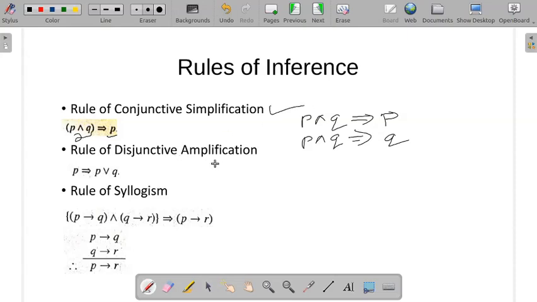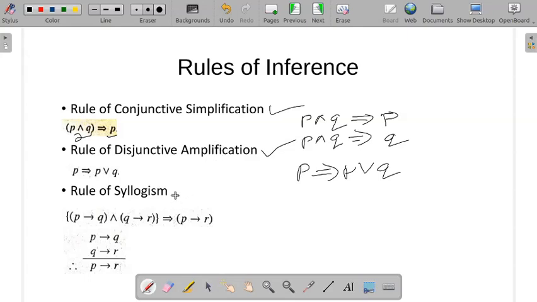Next one, the rule of disjunctive amplification. Disjunction means or. What it says is, if P is true, then P or Q is true. We observe that in disjunction, if any one of the propositions is true, then the whole compound proposition will be true. So suppose P is true, then P or Q will be true. Here, in simplification, P and Q becomes P; here, in amplification, P becomes P or Q.